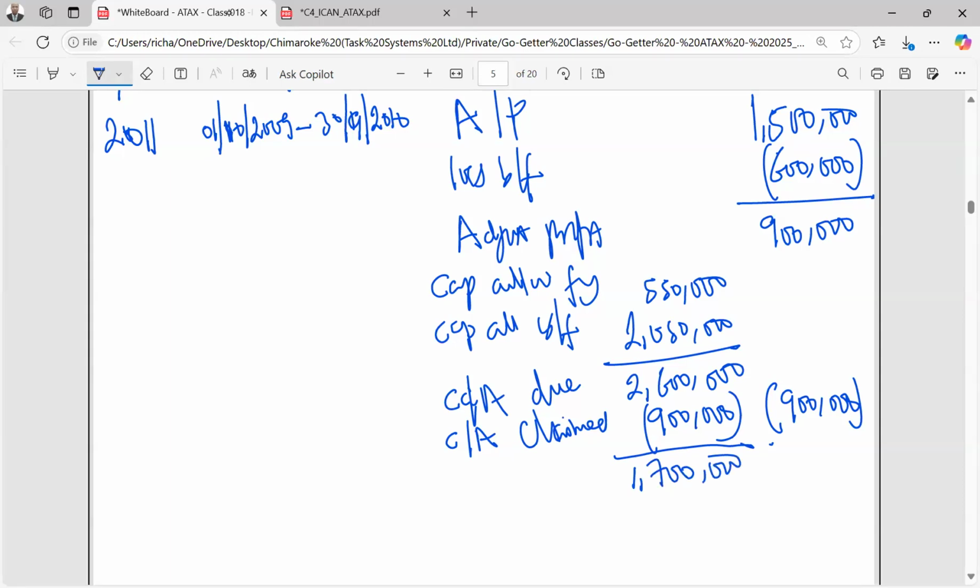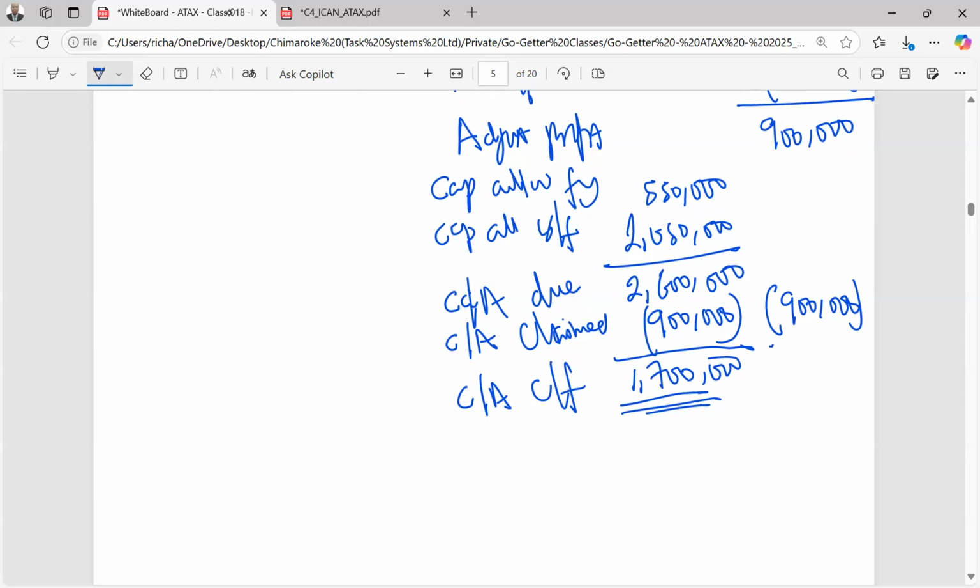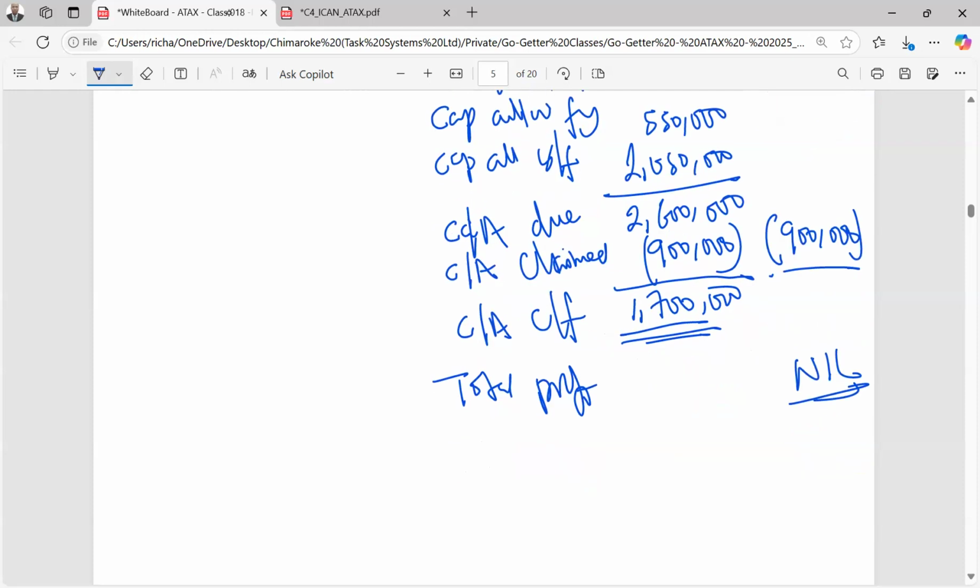1,700,000. So this is your capital allowance carried forward, right? 1,700,000 is carried to 2012. And what is going to happen here? Your total profit is going to give you nil, because 900 minus 900 is nil. But your CIT at 30% of total profit is also going to give you nil.